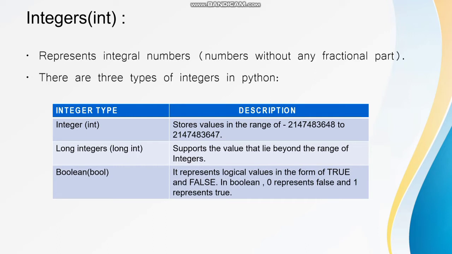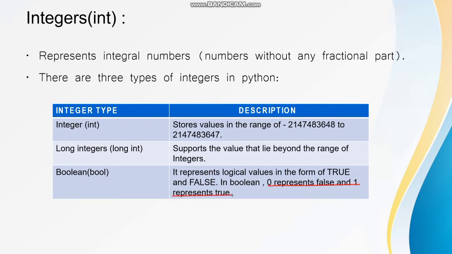There is the third type of integer, which is boolean, whose symbol is bool, and the description of boolean is that it represents logical values in the form of true and false. In boolean, 0 represents false and 1 represents true, and it is an important point, so please note it down. Let me highlight it for you. Whatever thing I highlight, please note it down.